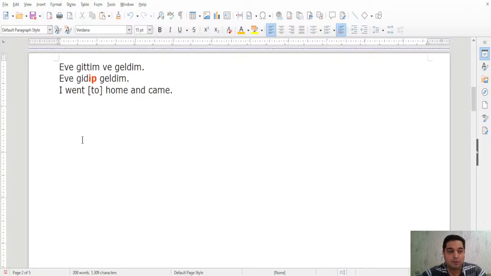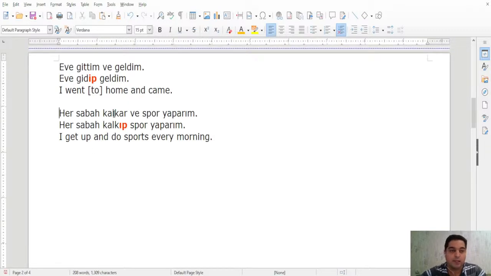The second example will be, let me bring that one. Her sabah kalkar ve spor yaparım. This is not the past tense, okay? Kalkar and yaparım, spor yaparım, it is present tense, simple present tense. So here we are going to modify again two verbs. We have two verbs and we will modify one of them to combine them, okay?